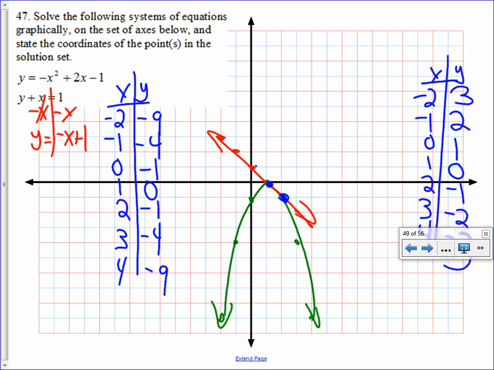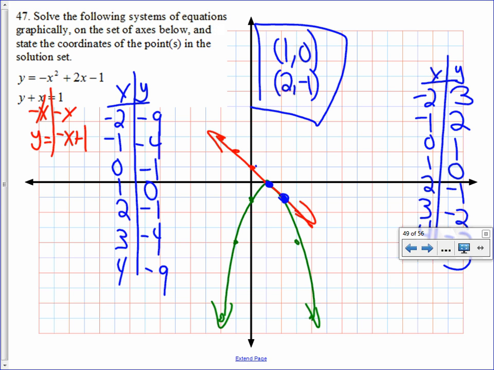Now, the solutions are where the graphs intersect. They intersect here and here. This is 1 comma 0. This is 2 comma negative 1. Make sure you answer the question. The answer to the question is where the graphs intersect. Okay.